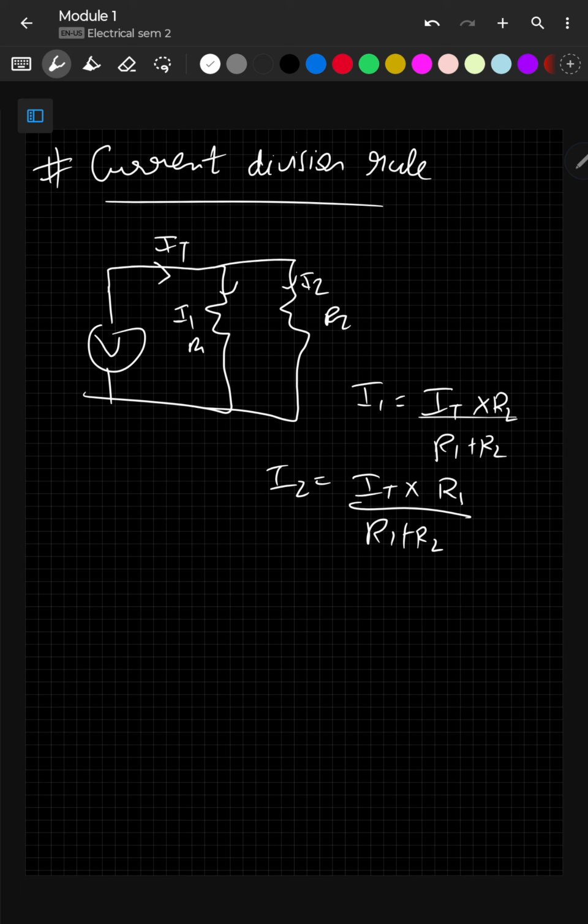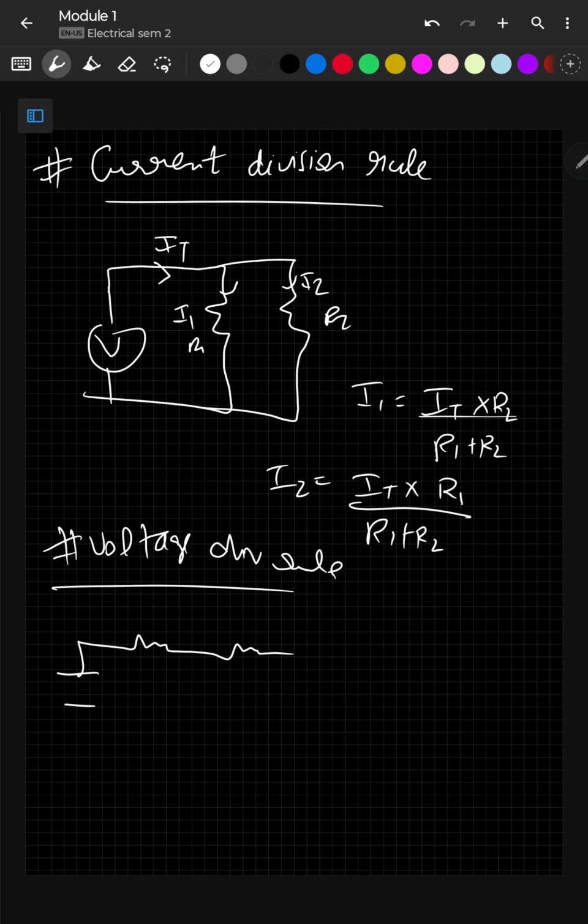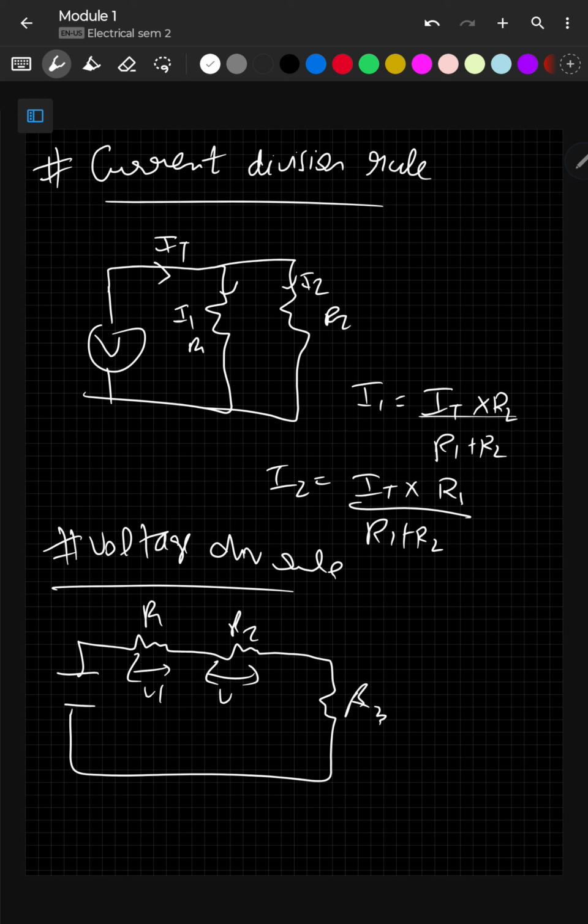Remember, in the current division rule it is opposite. It is the opposite path's resistance which we are considering here. Okay. Now let me go to the voltage division rule. I said voltage division rule, we take it in series. This is going to be R1, R2, R3 having V1, V2, V3, correct?